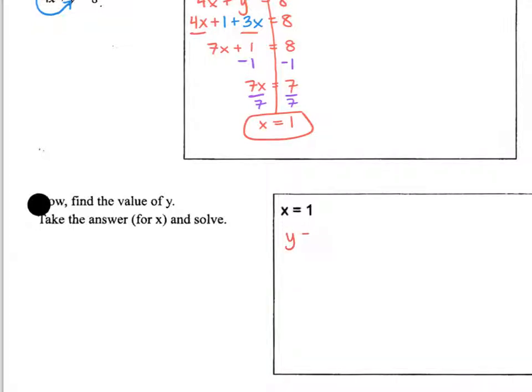So y equals 1 plus 3x. Now instead of x, we get to substitute. Again, x is equal to 1, therefore I can change x to 1. So this becomes y equals 1 plus 3 times 1. Then y is equal to 1 plus 3, because 3 times 1 is 3. Therefore, y equals 4. If you use the other equation to get y, you get the same thing. But you're going to see me use that other equation in just a moment. So that's the 4x plus y equals 8.